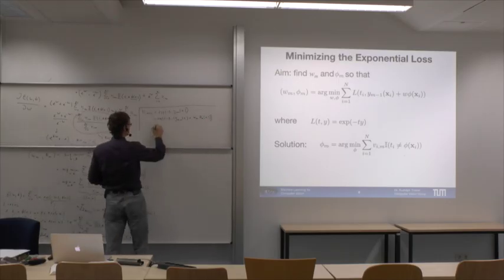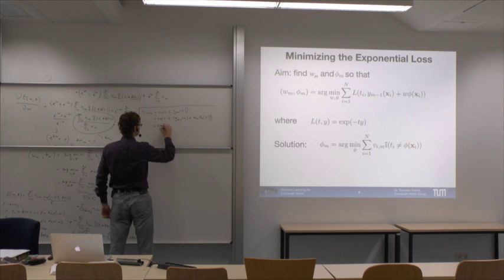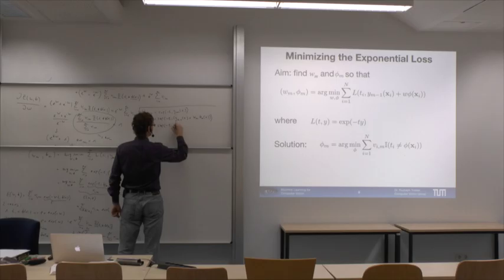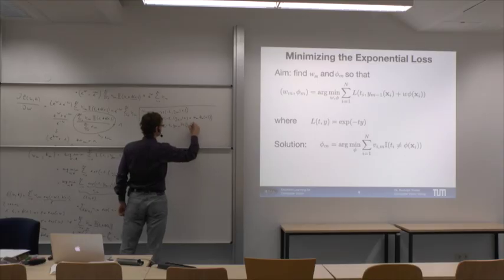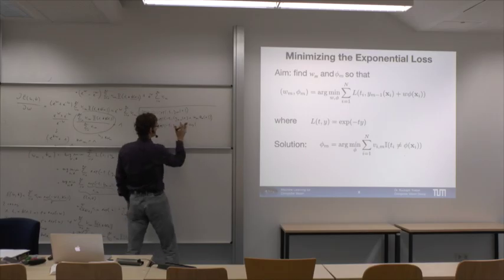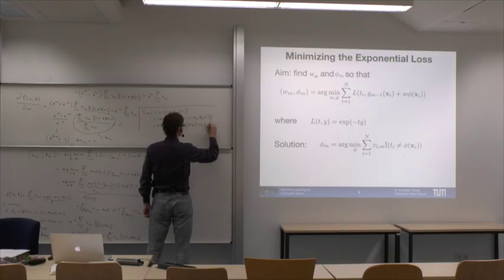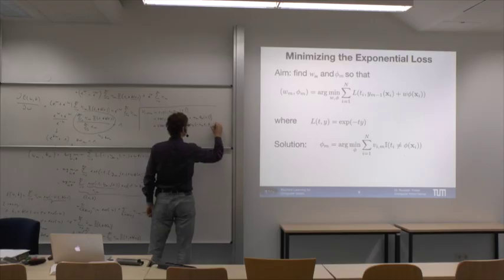Now we do the same thing again as before. We write this as a product. We have this exponential of minus t_i y_(m-1) of x_i times the exponential of, and now switch already these two things, w_m times t_i times phi_m of x_i.